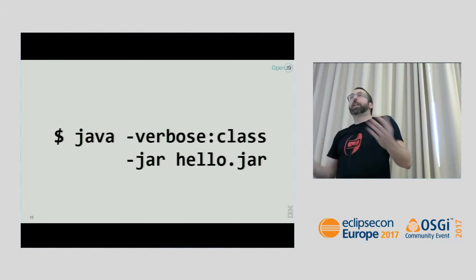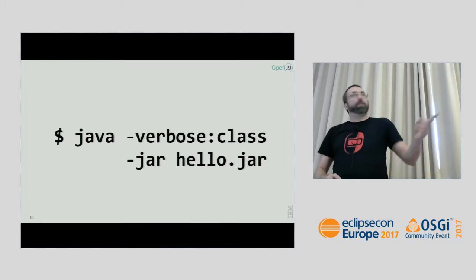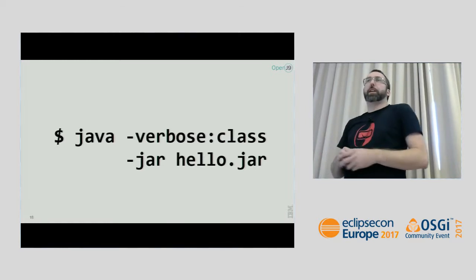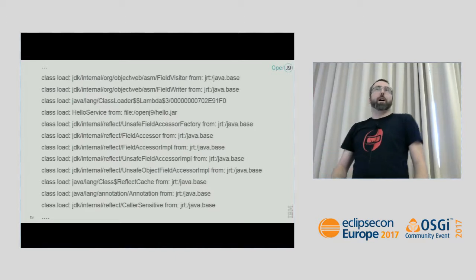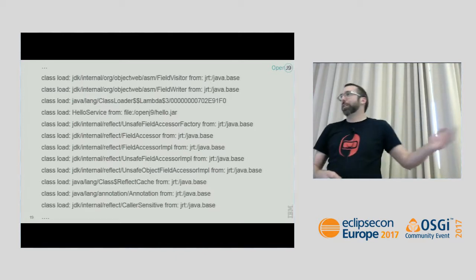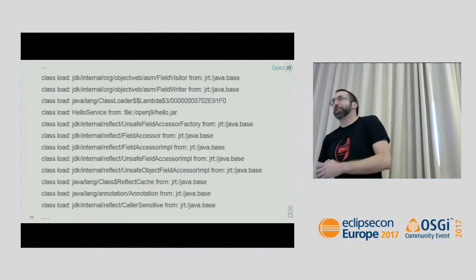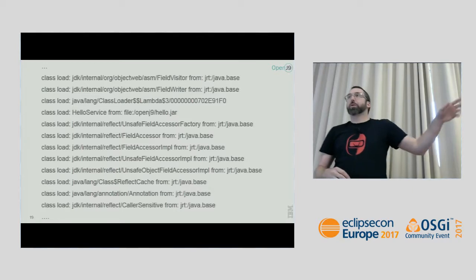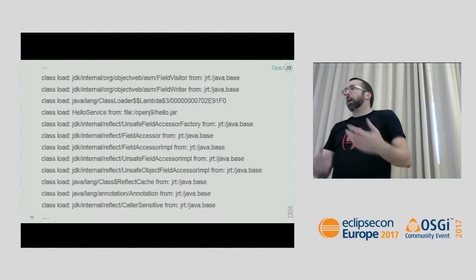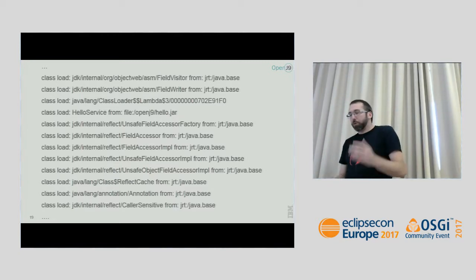So how many classes is it actually to start up a simple Hello World? If you put the verbose class command line option on, you can see pages scroll by. I didn't actually do the word count here on the lines, but it was way too many pages to display everything. So I put a few classes in here just to show the type of output that you would see when running, including your class. But this goes on for pages and pages.